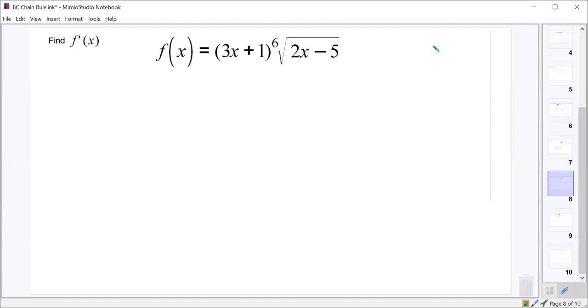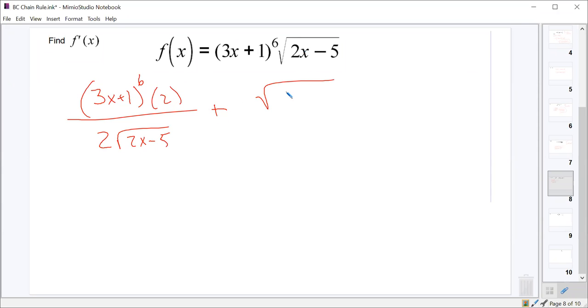Ready, go. The product rule says that this should be the first function times the derivative of the second. And so the derivative of that ought to be 1 over 2 root 2x minus 5 times the derivative of 2x minus 5, which is 2. And then plus the second function times the derivative of the first, which will be 6 and 3x plus 1 to the 5th, and then times the derivative of the 3x plus 1, which is 3. Using the chain rule on both of the derivative pieces. Everybody good with that or no?